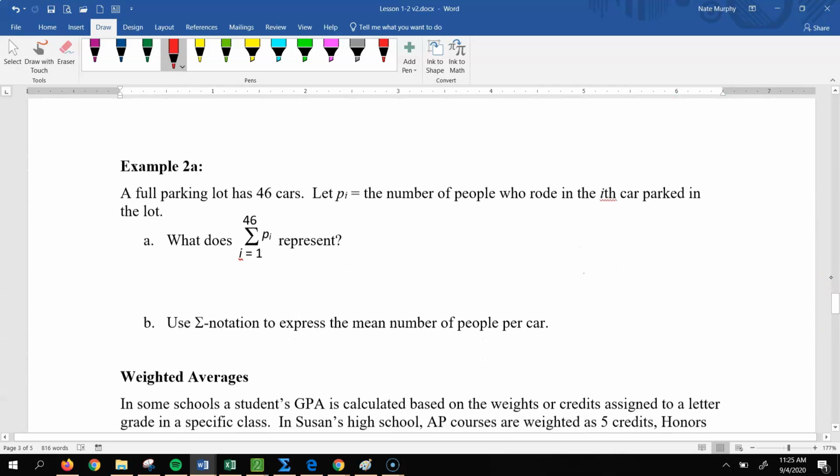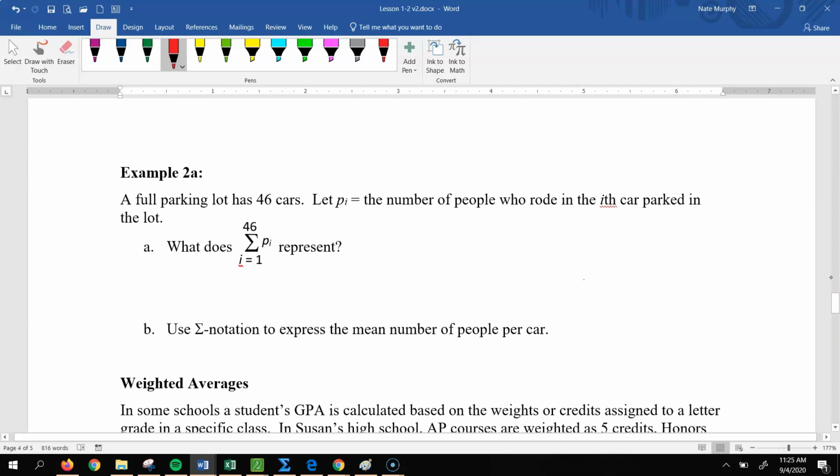All right, so let's end by looking at this example. Here we have, it says a full parking lot has 46 cars. Let P sub I be the number of people who rode in the ith car parked in the lot. What does this symbol represent? Take a second and think about that. What are they trying to ask us to do with that symbol? That's sigma notation. So why don't you pause the video and think about that for a second.